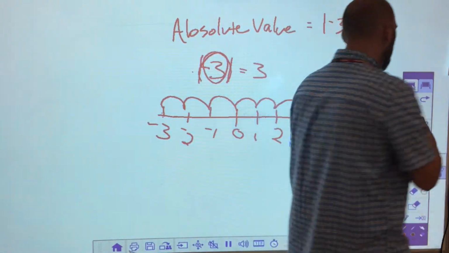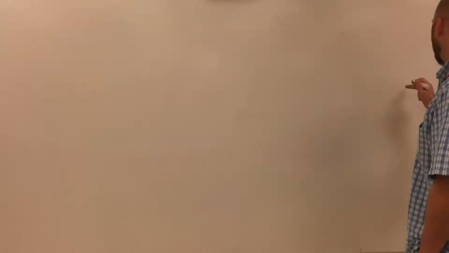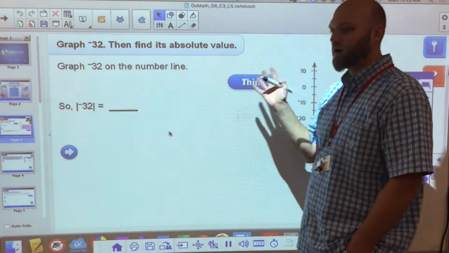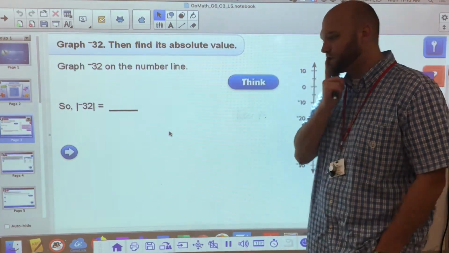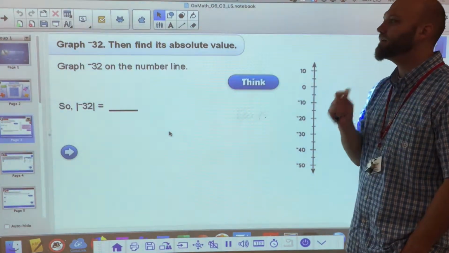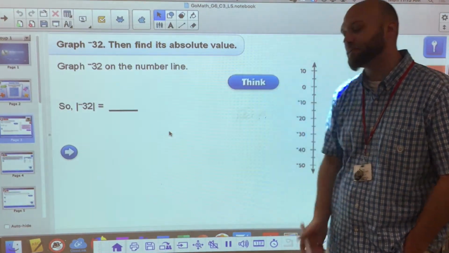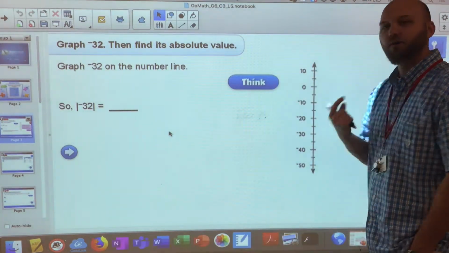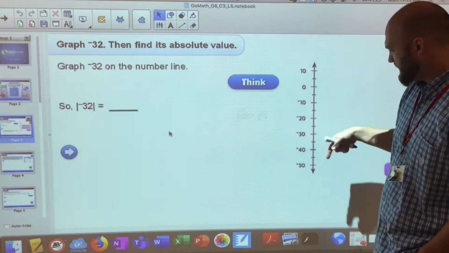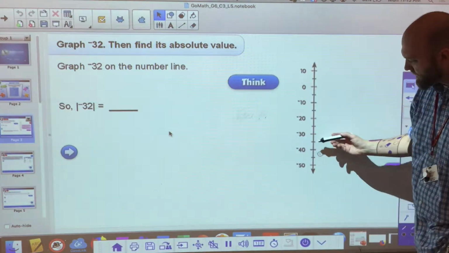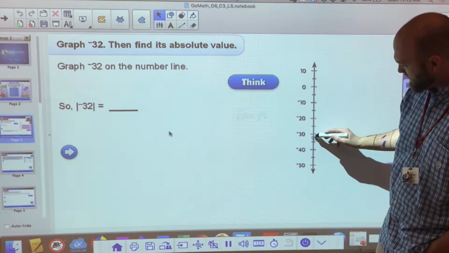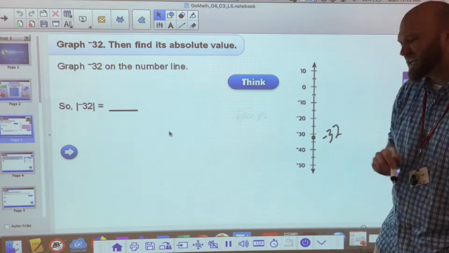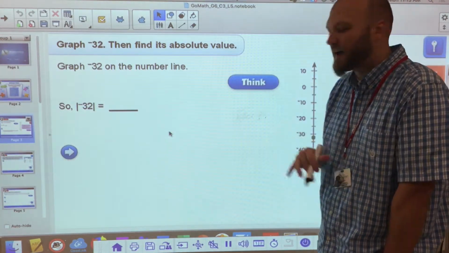So if I wanted to look at that in one of our workbook pages, I would see that we're going to graph -32 and then find its absolute value. Okay, -32 is between what two numbers? Well, -31 and -33. So down here, -32 is between -30 and -40. So this would be right around here. There's my -32. Again, I'm ballparking it. I only have to the closest 5 here.